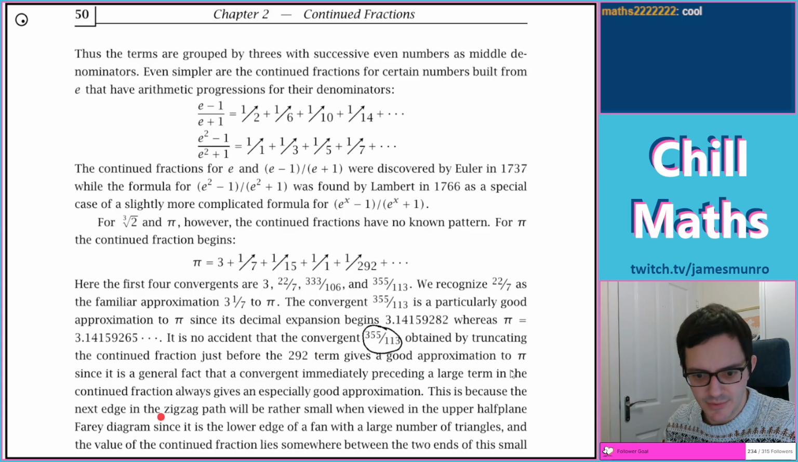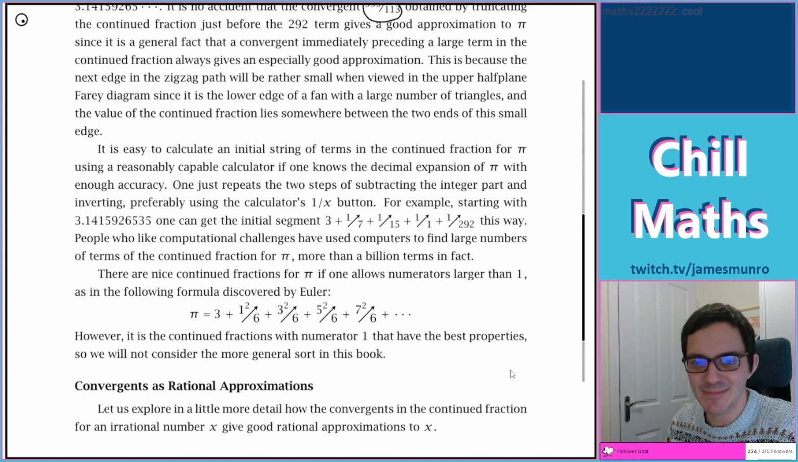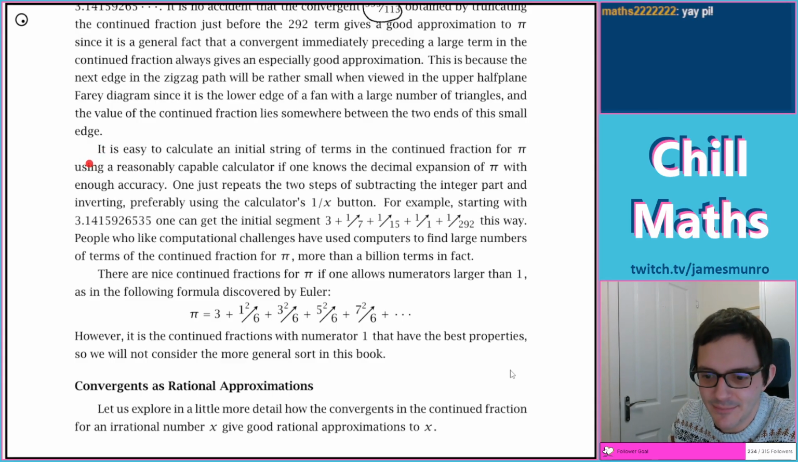Immediately preceding a large term, a continued fraction always gives an especially good approximation because, well, in terms of the semicircles, you get loads of semicircles. So they'll be really near one of the endpoints. But in terms of continued fractions, it's because now you're going to do 1 over 292, and 1 over 292 is small. Plus further corrections, but maybe I'm brushing things under the carpet, but maybe the semicircles make that clearer. Oh, I knew that.